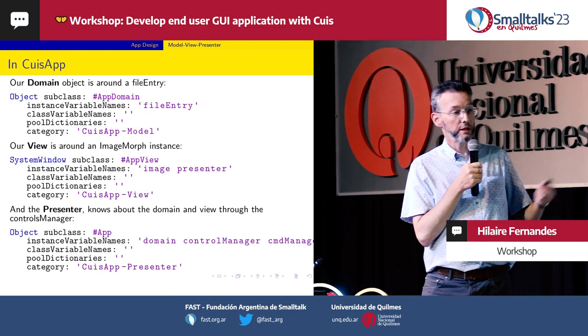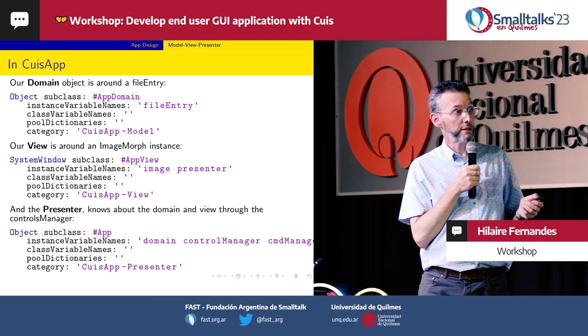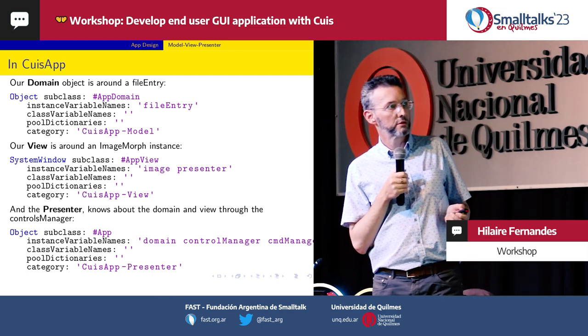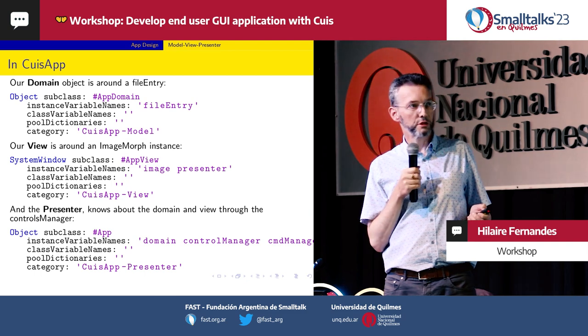So how do we translate this in code? The domain is the model, okay? So I call it app domain. So what do we need to know about for a file viewer? Okay, we just need a file entry.